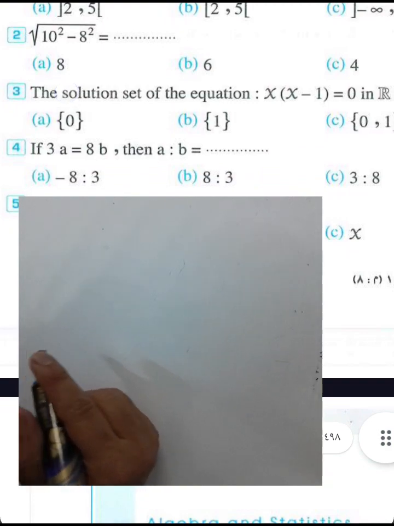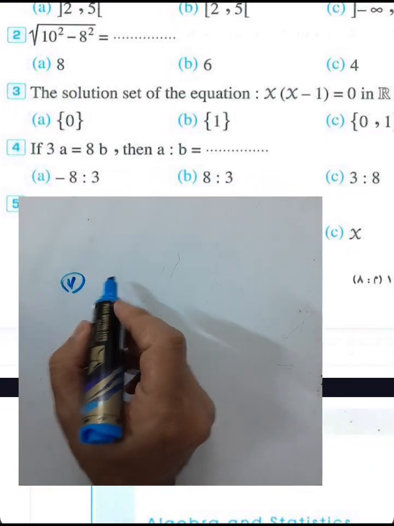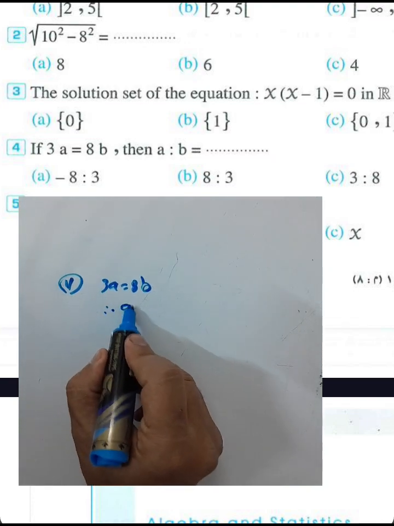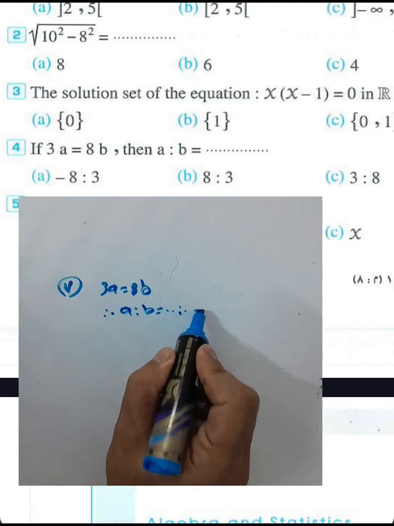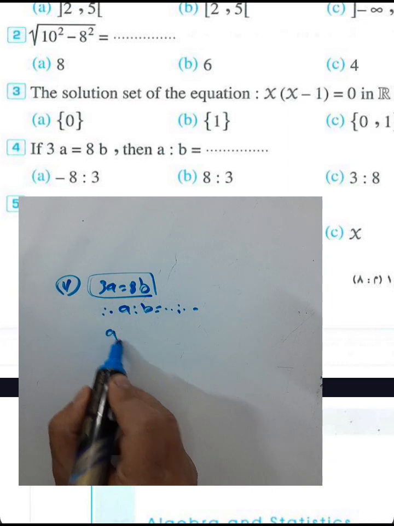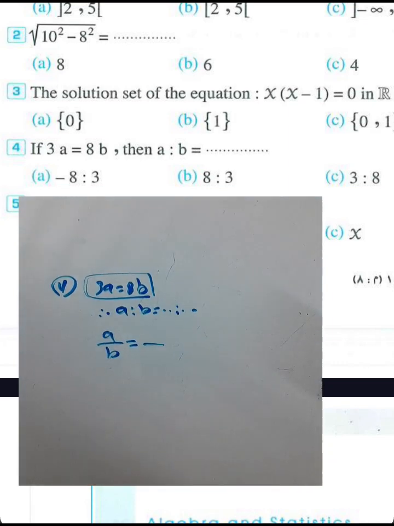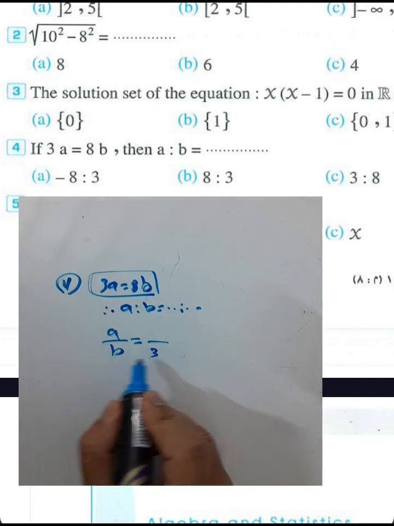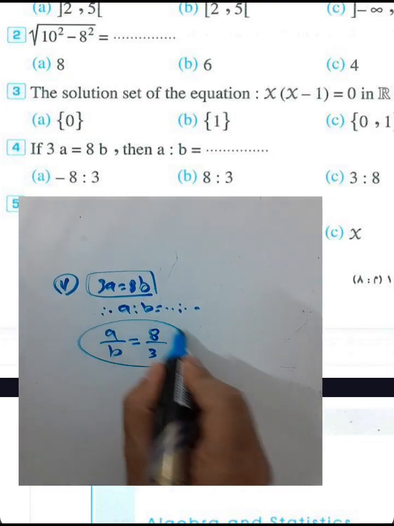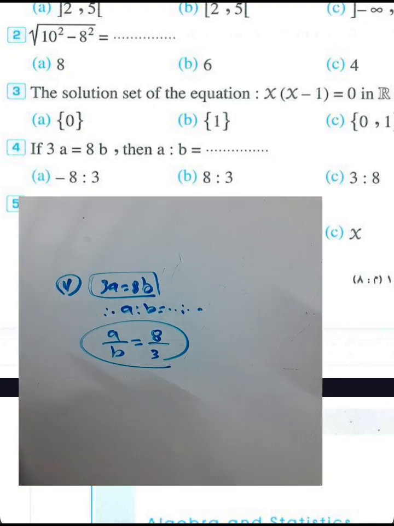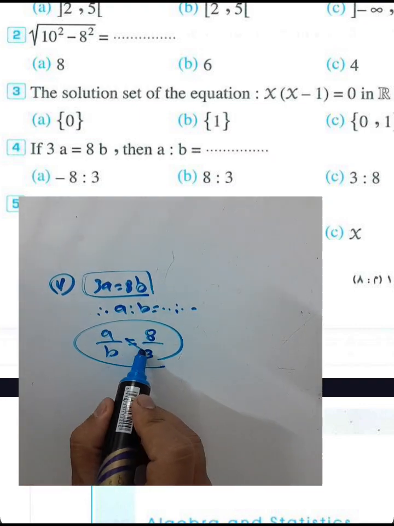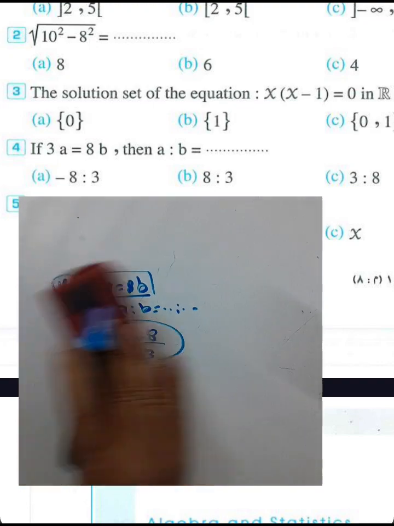Number 4, 3a equals 8b. The ratio between a and b equals blank to blank. We can find the ratio between a and b. We have a times 3 and b times 8. Then the ratio between a and b here is 8 over 3. Product of extremes equals product of means, here 3 times a and b times 8.